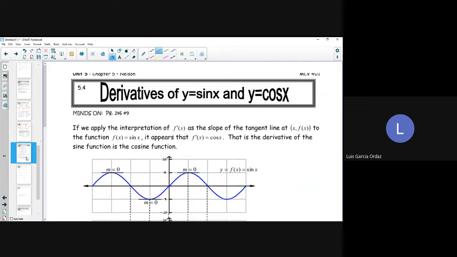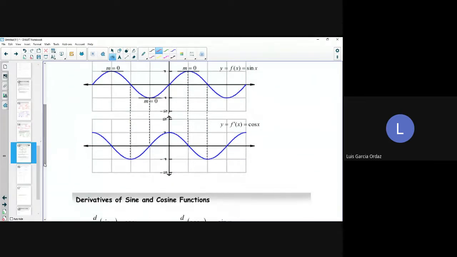So if we apply the interpretation of the derivative f prime of x as the slope of the tangent at x to the function f of x equals sine x, it appears that f prime, or the derivative of f of x, is equal to cos x. That is, the derivative of the sine function is the cosine function. Which means that I have my max at, whatever that point is, and then I continue, and then my derivative is the cosine function.